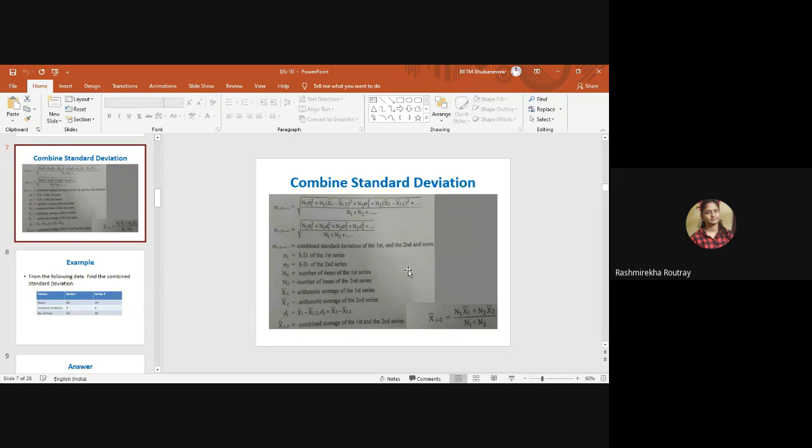But before calculating this value, you have to calculate the combined average, or combined mean, of your first series as well as your second series. For that, the formula number 3 is the average of the first series and the second series combined: n1 x1 bar plus n2 x2 bar, divided by n1 plus n2. So here is the typical example.